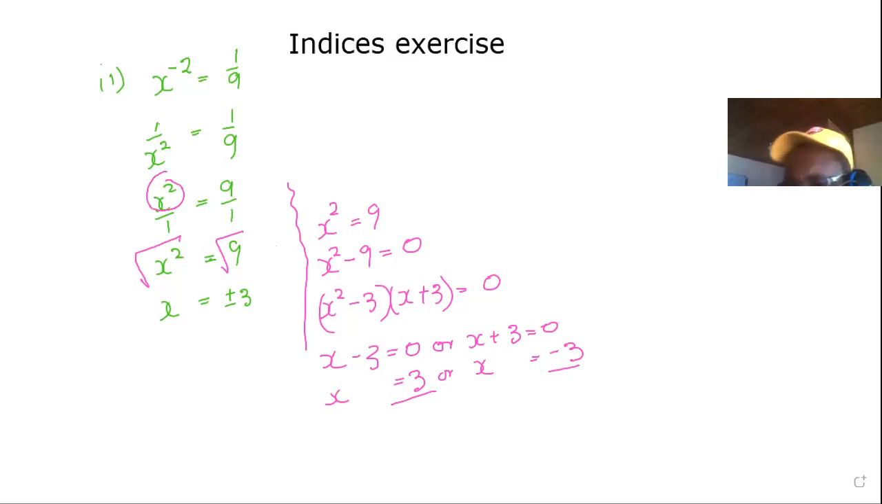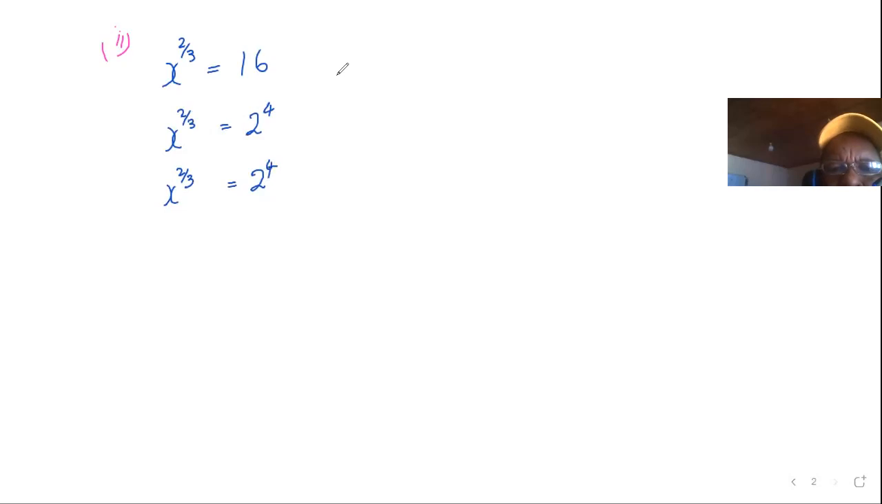Now, let's go to number 2. Number 2, I have x exponent 2/3 is equal to 16. x to the power of 2/3 is equal to 2 to the power of 4. 2 to the power of 4 is 16. 16 can be written as 4 squared. 16 is equal to 4 squared. 16 is equal to 2 to the power of 4.